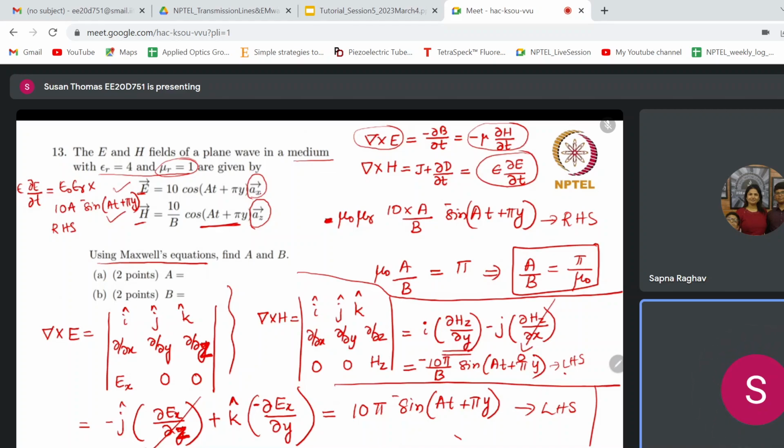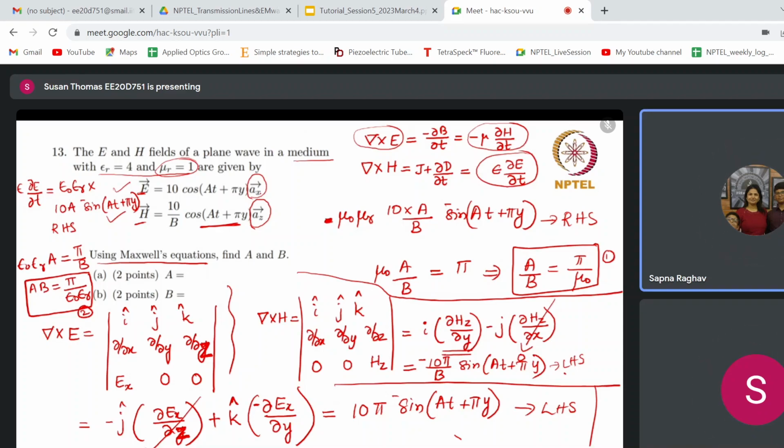So that becomes epsilon 0 epsilon r A is equal to pi by B. Okay. So now AB is equal to pi by epsilon 0 epsilon r. So this was our first equation and this was our second equation. So once you know A by B and AB, it's very easy. You can find A and B. Yes, ma'am. I hope this is fine.